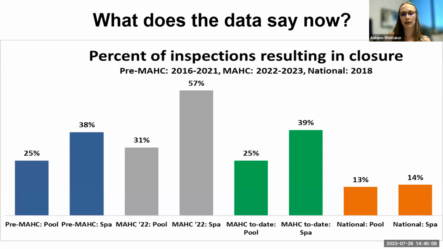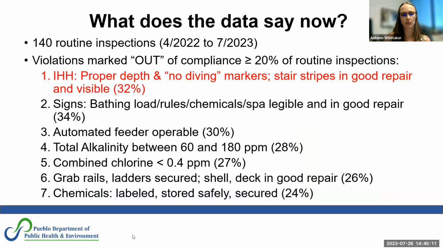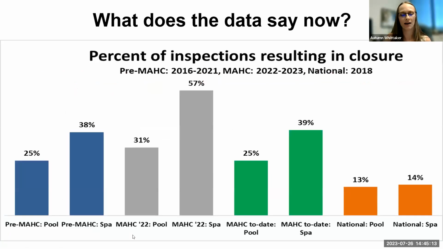Now, what I want to show you here is, oh my goodness, let me go back. We want to show you what our closure rates have been several months into the MAHC adoption, which is in the gray. We have 31% of pools as of September of 2022 were being closed, and then 50% of our spas as of September 2022 were being closed at routine inspections.